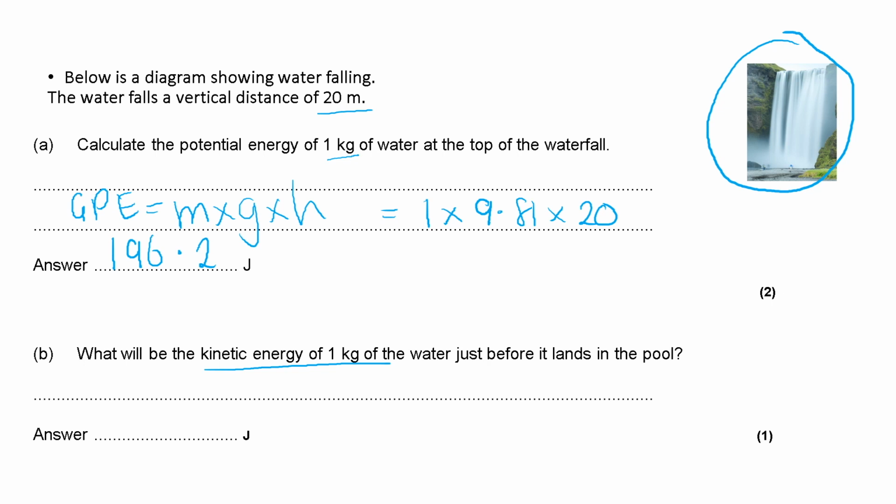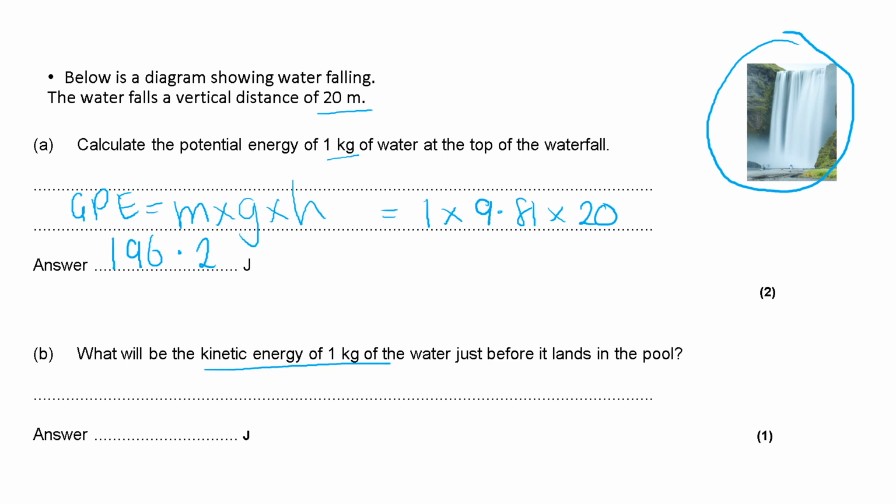So energy can be transferred from one energy store to another. Now we worked out that we're going to have 196.2 joules of energy as gravitational potential energy at the top, and then we're trying to work out how much kinetic energy we would have at the bottom. So all of this gravitational potential energy just before the water hits the bottom will be changed into kinetic energy. We would have that transfer of energy going on.